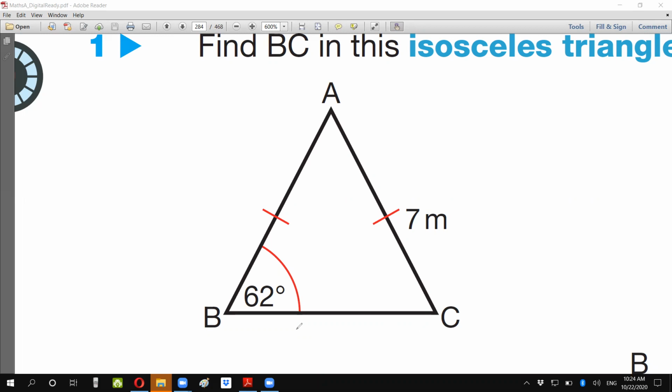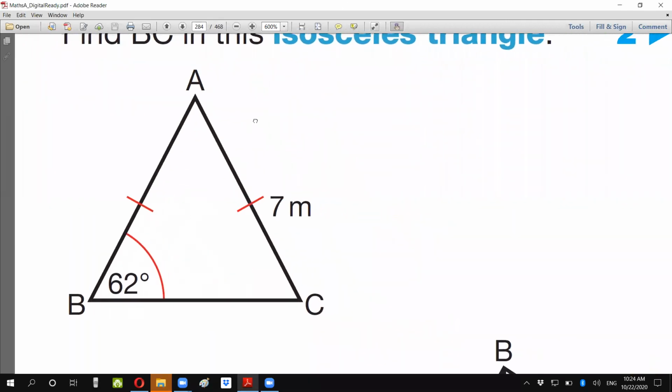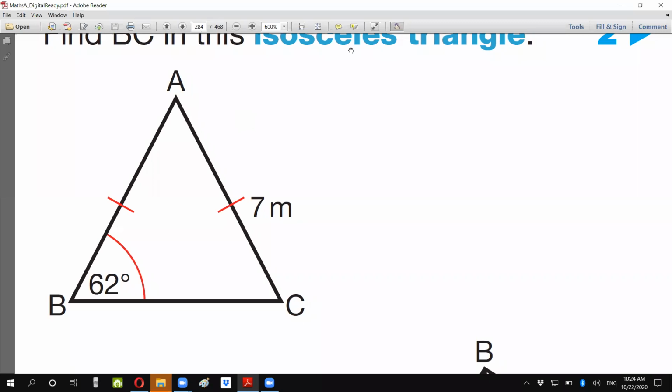I want to use sine, cosine, tan, but it's working only at a right triangle. Here I don't have a right triangle. What should I do? He's asking you to find this side. I don't care about this side. I want to use sine, cosine, and tan, so I must have a right triangle.